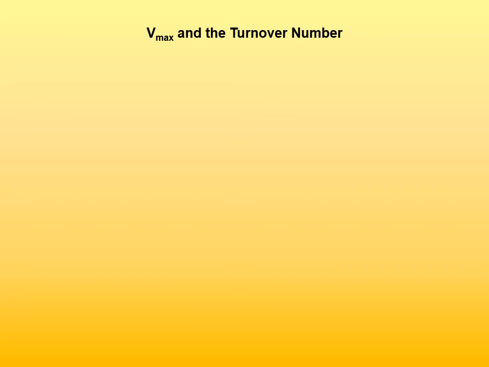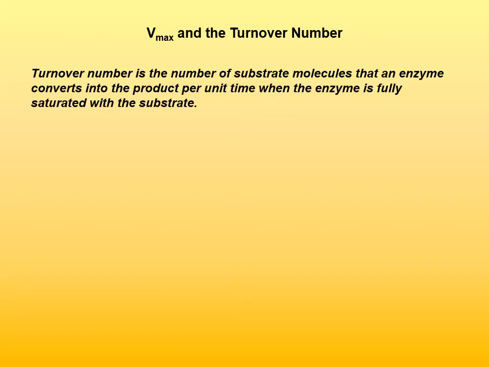Vmax is related to the turnover number of the enzyme. Actually, turnover number is a general concept in catalysis. It doesn't apply only to enzymes, but to all the catalysts. Any catalyst in chemistry, inorganic catalyst, organic catalyst, we can always define a turnover number. And turnover number is the number of substrate molecules that an enzyme converts into the product per unit time, when the enzyme is fully saturated with substrate.